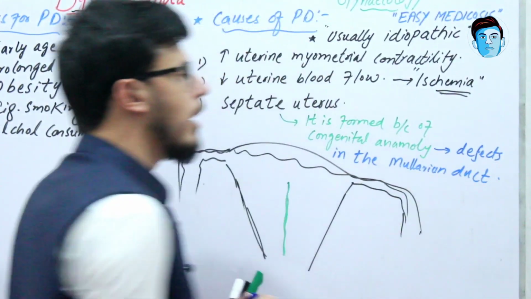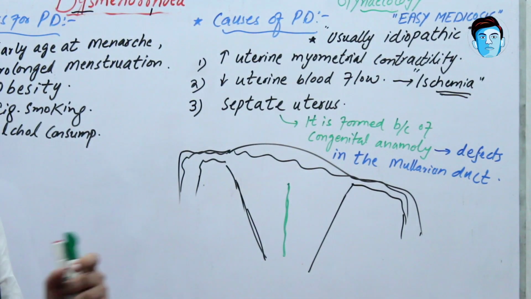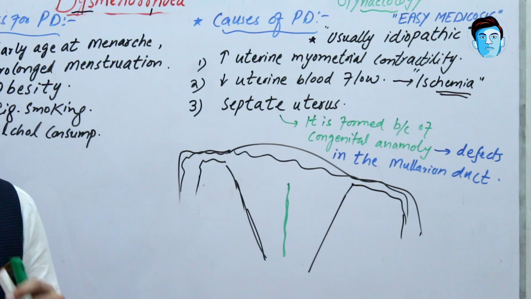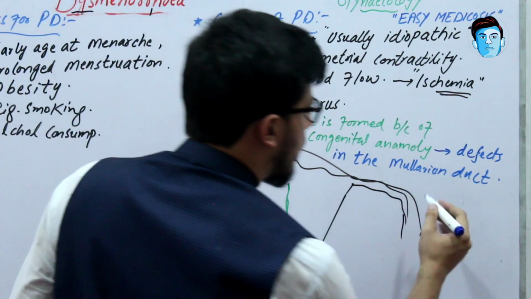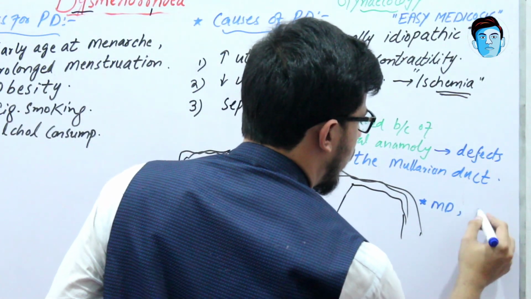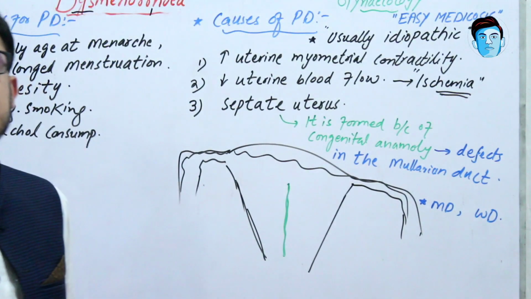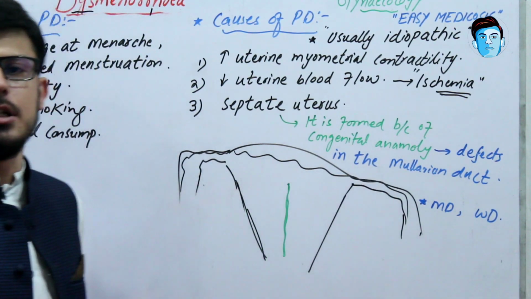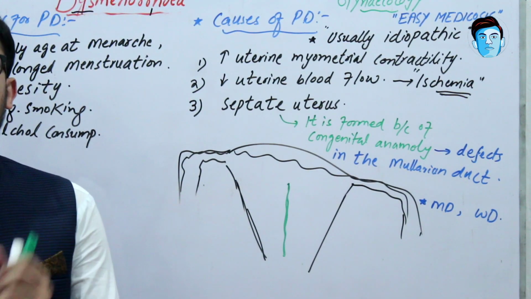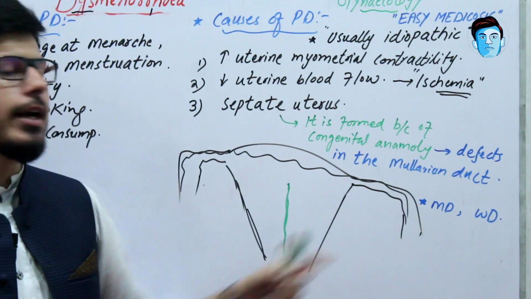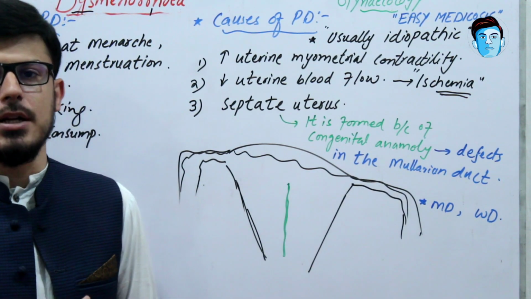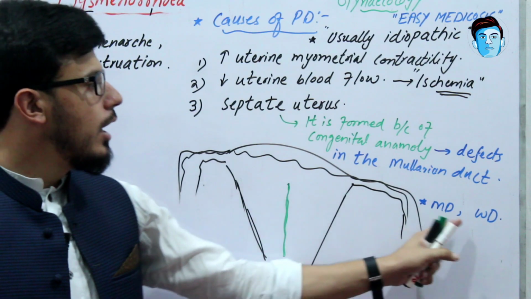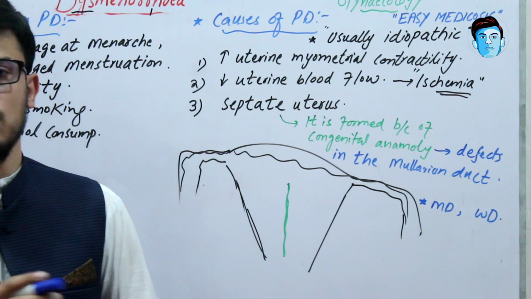Now as you know, whenever a female conceives, there is formation of the reproductive organs in the fetus. That formation is due to the Mullerian duct and the Wolffian duct. If the fetus is female, the Mullerian duct persists but the Wolffian duct disappears, and if the fetus is male, the Mullerian duct disappears and the Wolffian duct persists. The Mullerian duct helps in the development of the female reproductive system, while the Wolffian duct helps in the development of the male reproductive system.